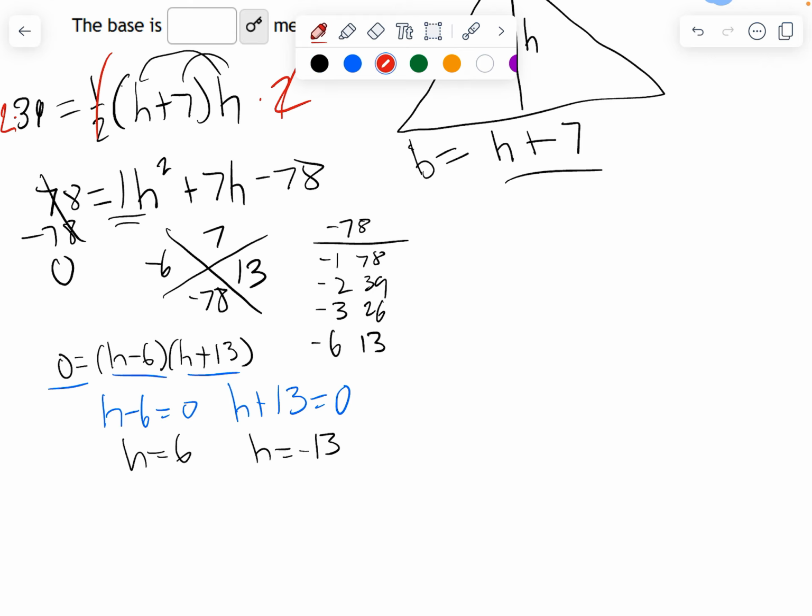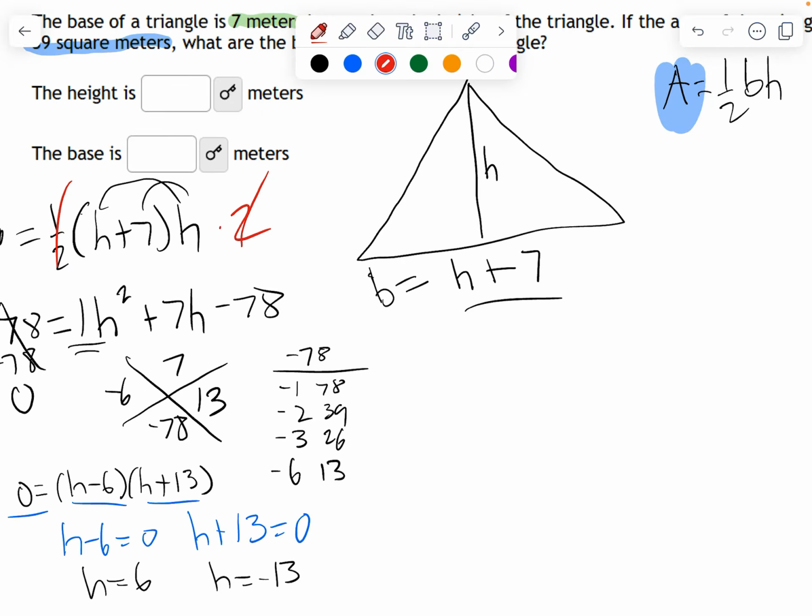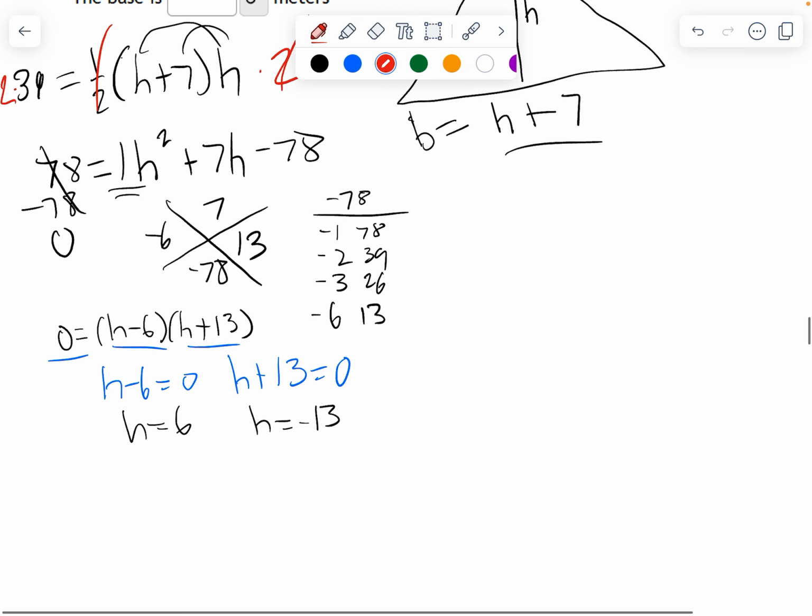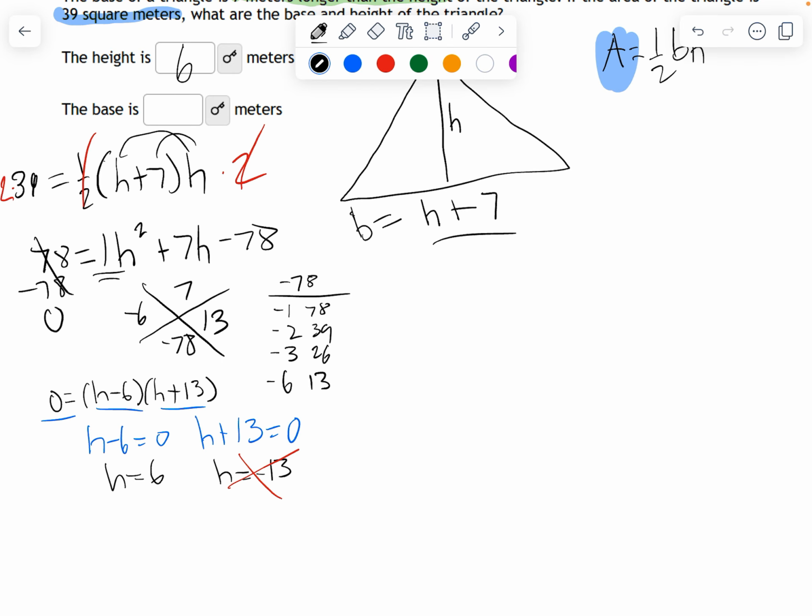Between these two answers, I can already tell you the height is not going to be negative 13. That won't make any sense. Height is a distance in my diagram, and distances cannot be negative. So height equals 6, and that is guaranteed.